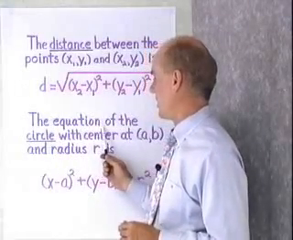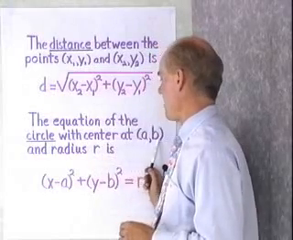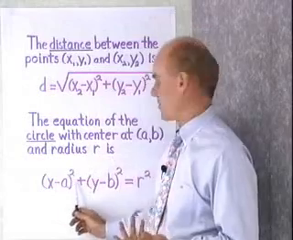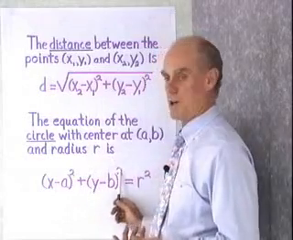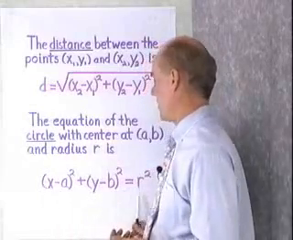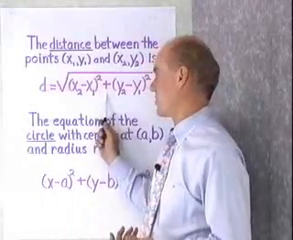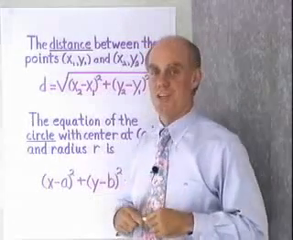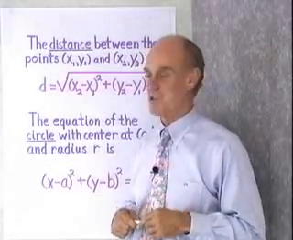Now, the equation of a circle with a center at the point (a, b) and a radius of r is given by (x minus a) quantity squared plus (y minus b) quantity squared equals r squared. Now, this formula for the equation of a circle comes from the distance formula, and if you want to see the derivation of that, you're going to have to look in the book. All we want to do in the video lesson here is see if we can use these two formulas.